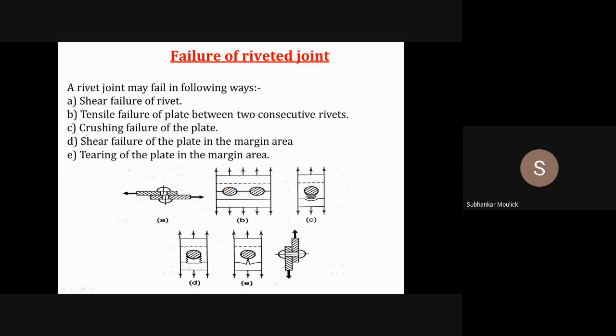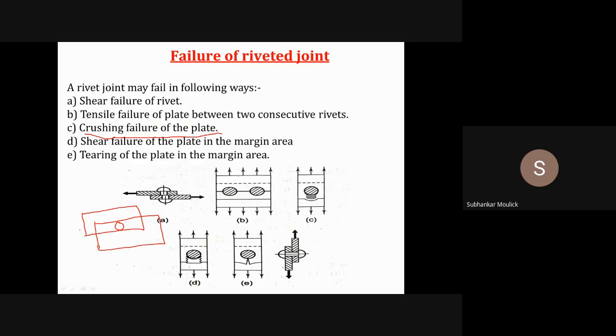The third one is what? The third one is crushing failure of the plate. That means, say this is one plate. This is the second plate. Both the plates you have joined by rivet. Assume that this is that hole of the rivet.